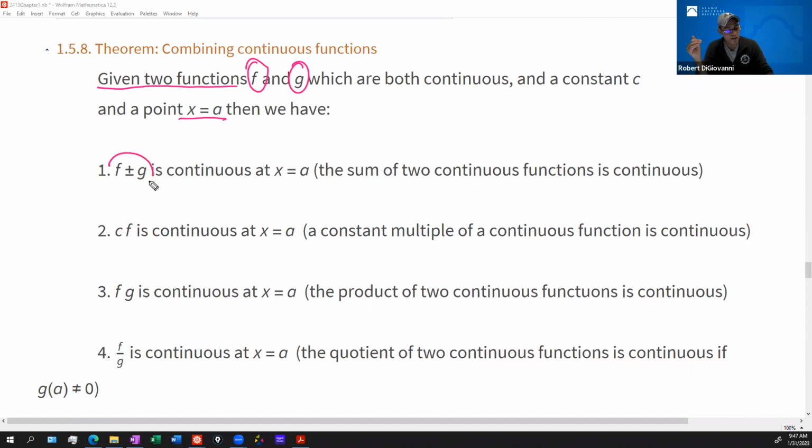So if I take 2 continuous functions and add or subtract them, I'm going to get a continuous function. If I multiply a continuous function by a number, or scale it, which stretches it out, it's still going to maintain continuity. If you multiply 2 continuous functions, you still have continuity. You don't lose it. And then if you take the quotient of 2 functions, you will maintain continuity as long as the denominator is never 0. If the denominator is 0, then you'll lose continuity. I'm going to show you with some visuals, but this is just a theorem saying that we can do this.